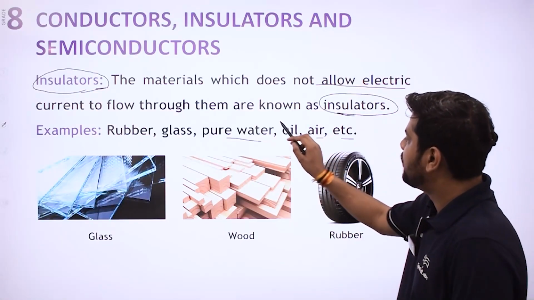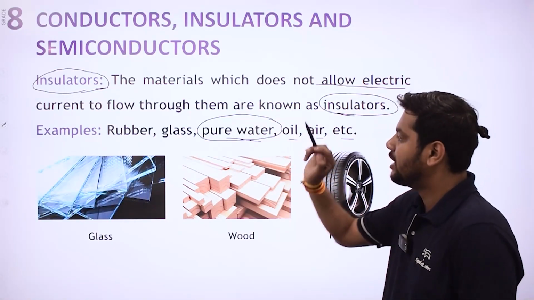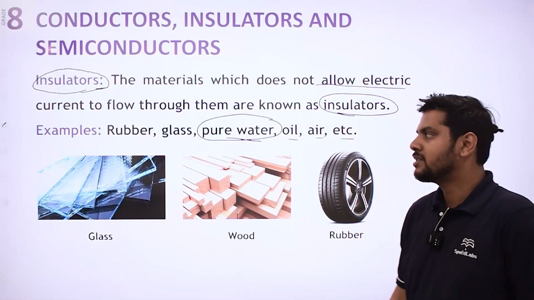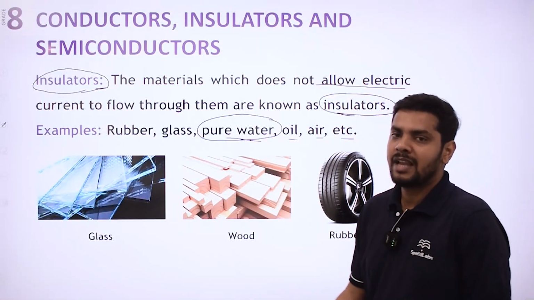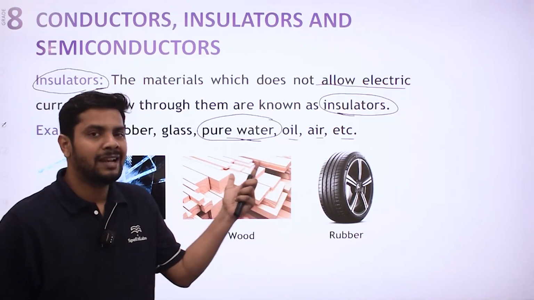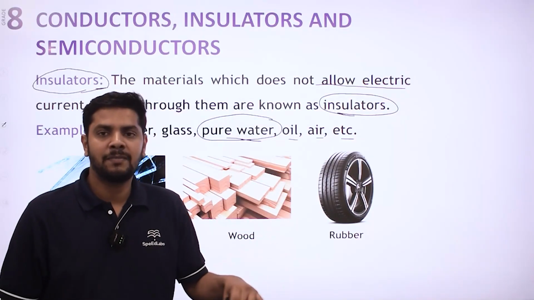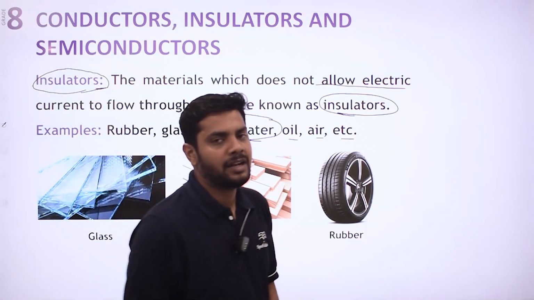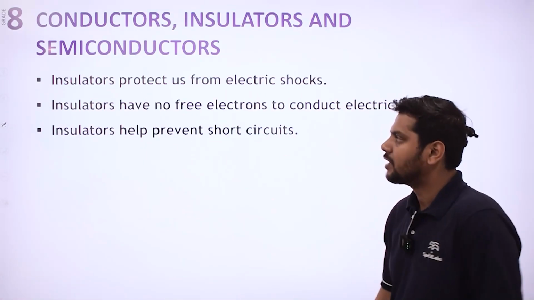You can see here pure water, that means water in its purest form. There are two types of water, students. One is distilled water, one is tap water. One of them will not allow electric current to flow through it because there are no impurities, and the other one will allow electric current to flow through it.